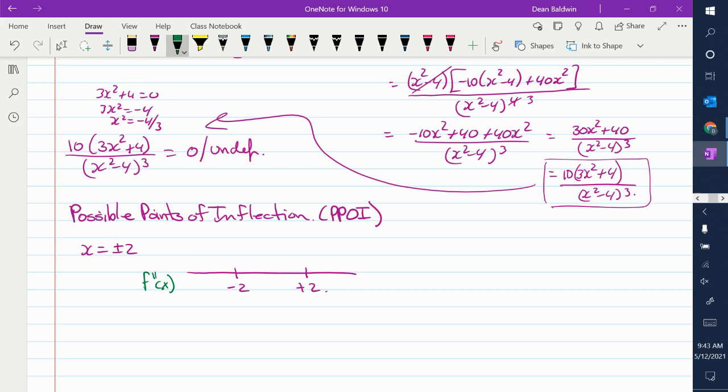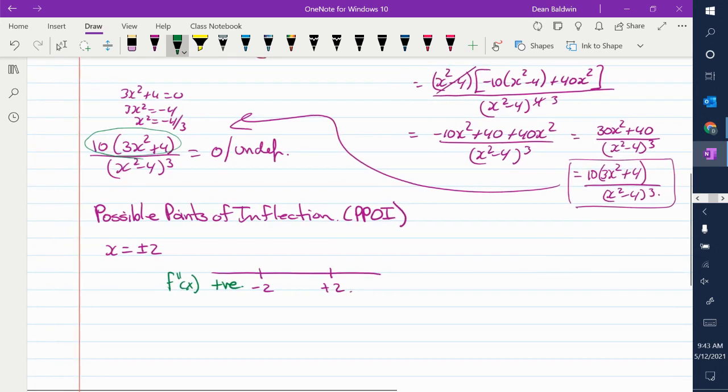So negative 3. Let's look at the top first of all. Can the top ever be negative? No, because you're squaring a number and then adding. So the top's always going to be positive. So then you just look at the bottom. Negative 3 squared is 9. Negative 3 squared minus 4, so 9 minus 4, is positive. Cubed, positive. Top is always positive. So what's the sign in this area? Positive.